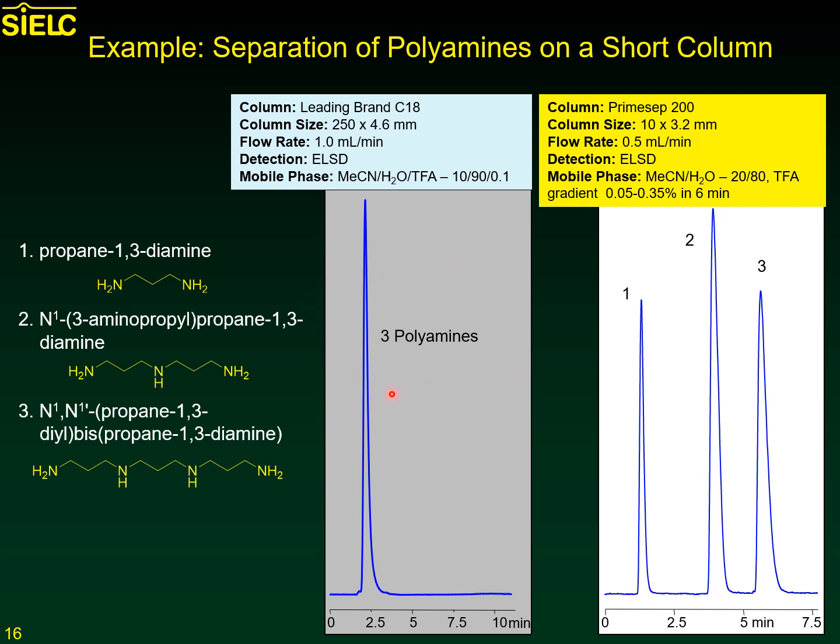However, if we try to separate these compounds on a Primesep 200 column using a TFA gradient buffer, we would find that these compounds elute in the order that correlates with number 1, the number of amino groups that they contain, and also the number of branching alkyl groups. Both the increased count in the number of ionizable sites, as well as the increase in the number of alkyl chains, increases the retention on the column. It should also be noted that the length of this column, only 10 millimeters, is substantially shorter than that of the reverse phase column, which is 250.